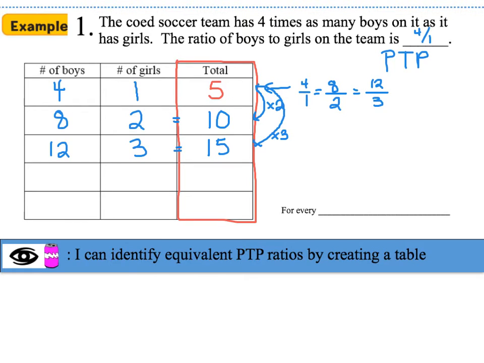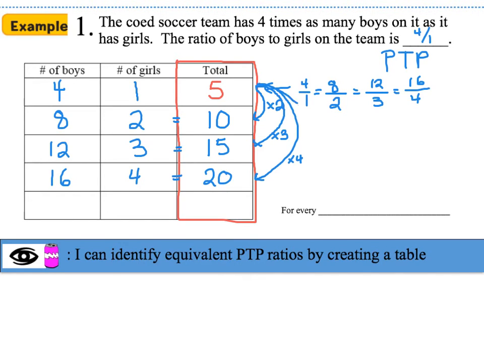Now we can scale forward again. I'm going to multiply that by 4. So I can write 16 boys, because 4 times 4 is 16. 1 times 4 is 4 girls. And 5 times 4 would be 20 total. Notice if I add 16 boys plus 4 girls, I still get my 20 total students. So another equivalent ratio would be 16 boys over 4 girls.